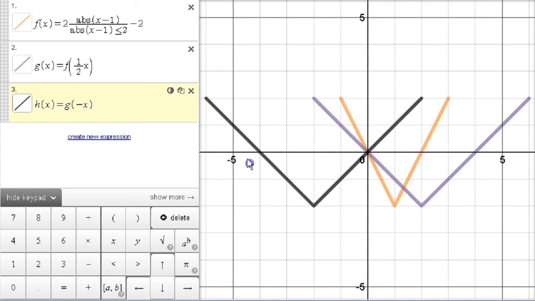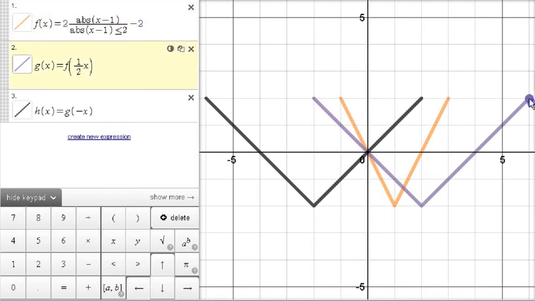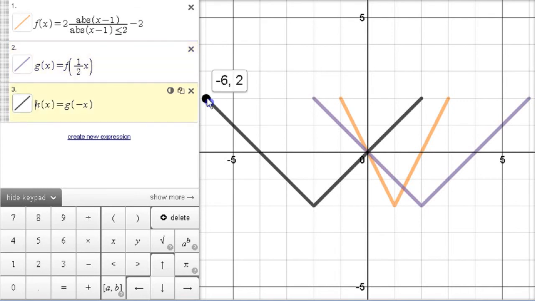So maybe just track one point here. Let's track what happens to this point. We can see what the coordinates are, 3, 2. That point goes to 6, 2, which is off the screen. It's okay. And then it gets reflected over to negative 6, 2.